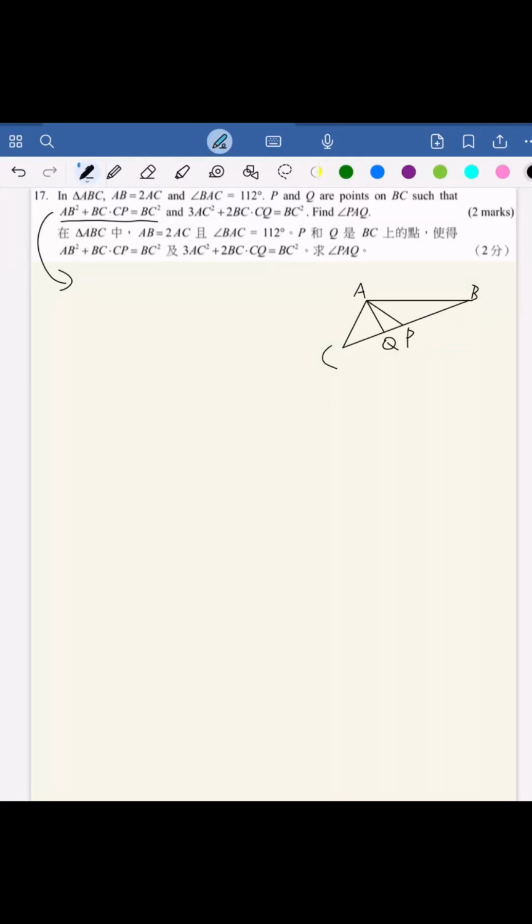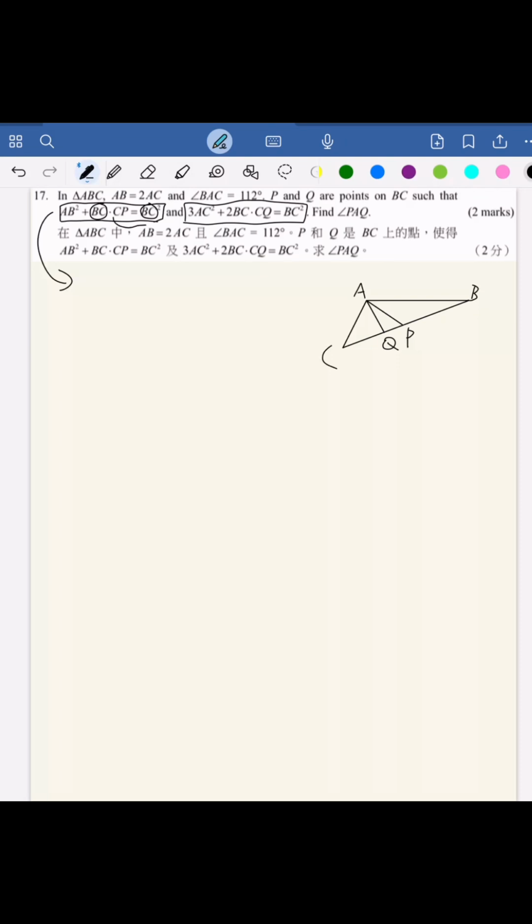Okay, now let's solve this together. It gives us two really complex requirements, and you can see that the first one is simpler. So let's try and actually analyze this. First thing you'll notice is that there is a BC here and a BC here. So you really want to factor that out.